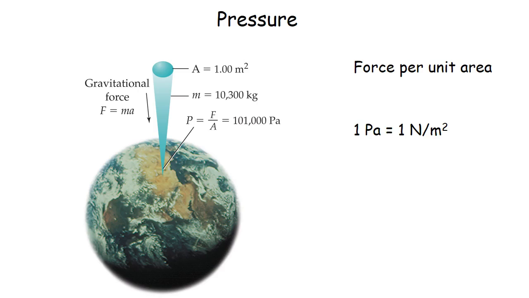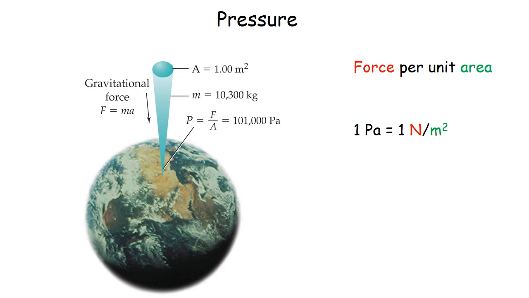And so you can see on the right-hand side that pressure is defined as force per unit area. And so a Pascal, which is the SI unit of pressure, if you break it down into its somewhat more fundamental units, would be 1 Newton, which is a unit of force, divided by 1 square meter, which is an area. So 1 Pascal is 1 Newton per square meter. And that helps you see that it's the force divided by the area.